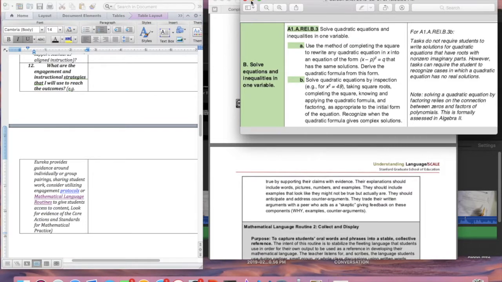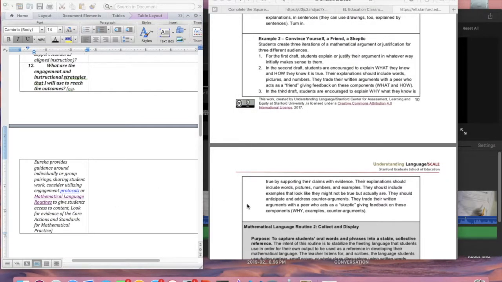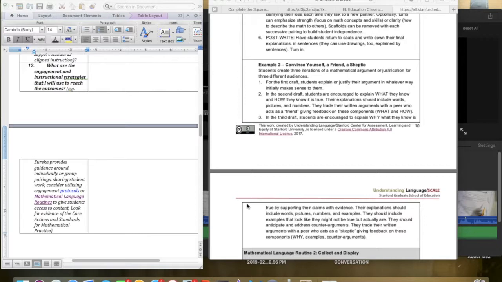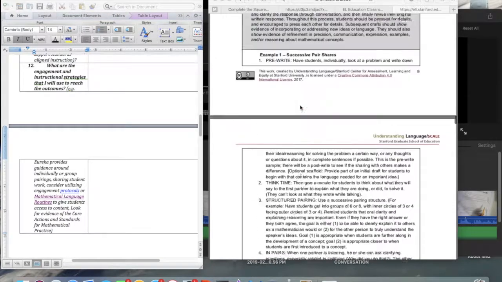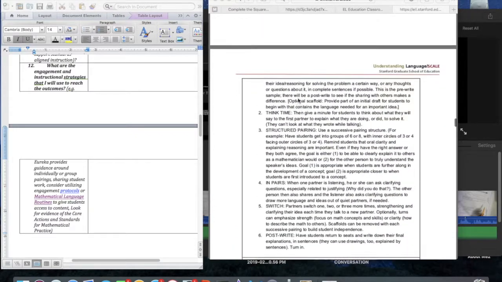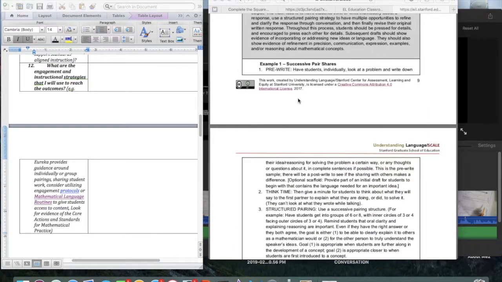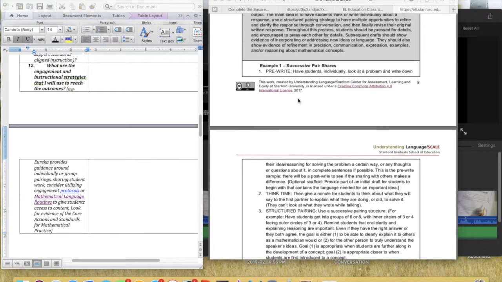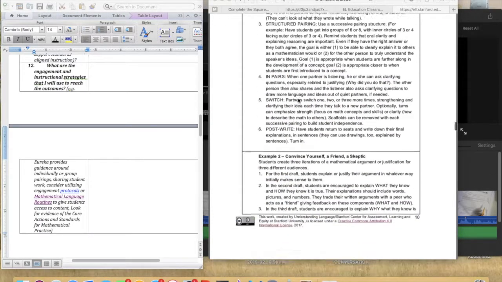Now the second one is the mathematical language routines, and these were created to help students have access to challenging content, but also really around the language of math. These are also some really great strategies to support students in having some conversation as well. This one right here I pulled up is MLR 1. So think successive pair shares. This is one of the strategies you can use, but they also lay out specifically how to do it. It's very, very clear, very explicit.